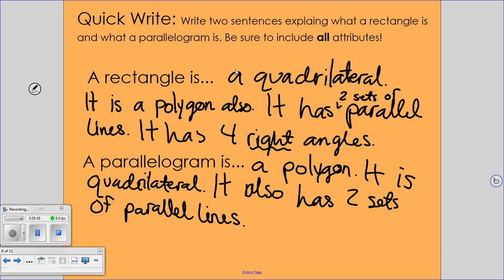It has 4 angles. It does have 4 angles. Remember, we already wrote that when we wrote a quadrilateral. Because that's saying 4 sides and 4 angles. There's nothing else for a parallelogram. It's a polygon, it's a quadrilateral, it has 2 sets of parallel lines. What? No, not always. We have only learned one.